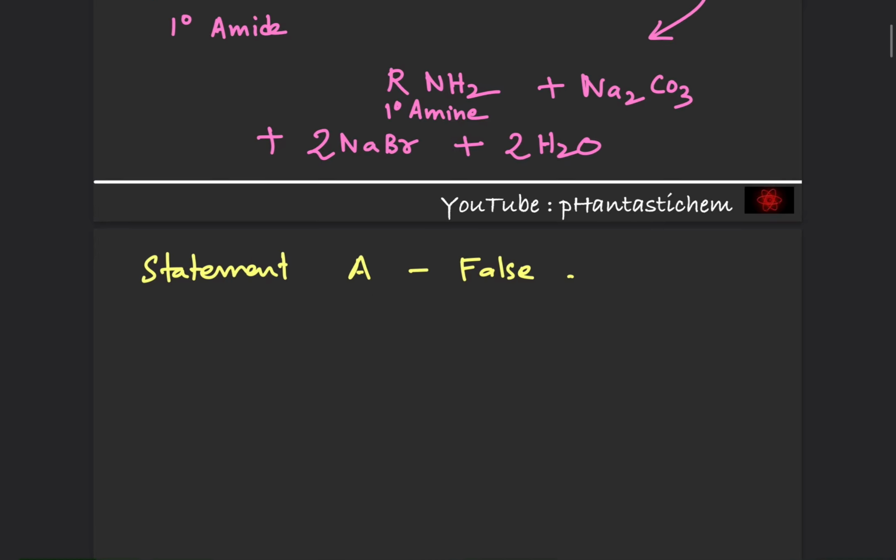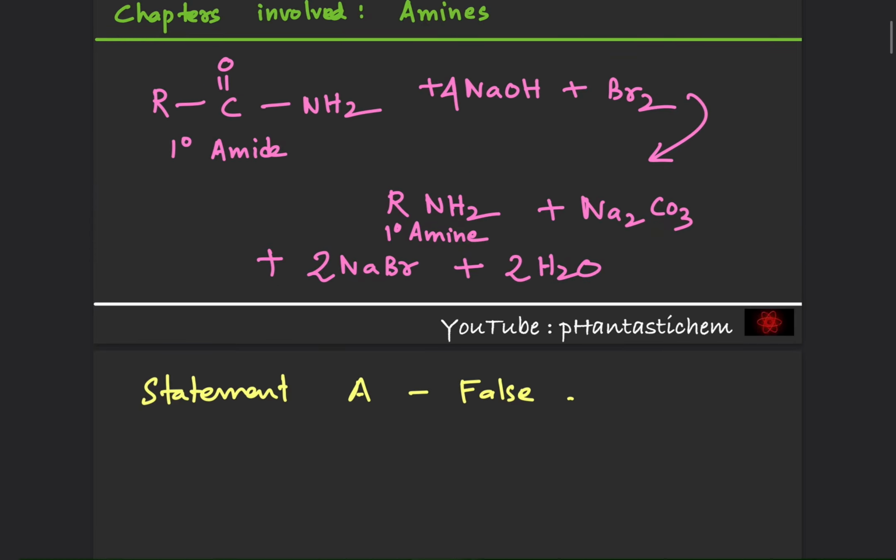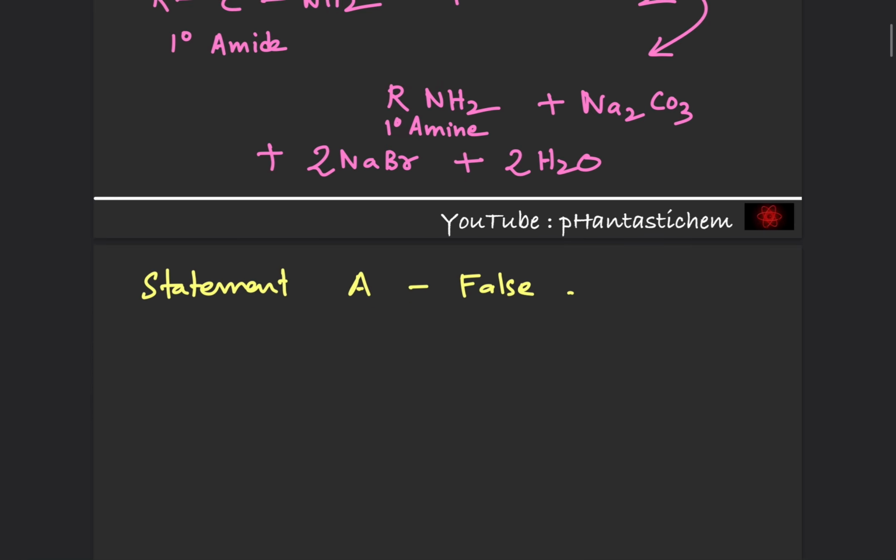Then we have to talk about statement C. Statement C is primary amines can be synthesized by Hoffmann bromamide degradation. Yes, it is true, because 1 degree or primary amines only are synthesized by Hoffmann bromamide degradation. We will always get a primary amine. So therefore statement C is true.